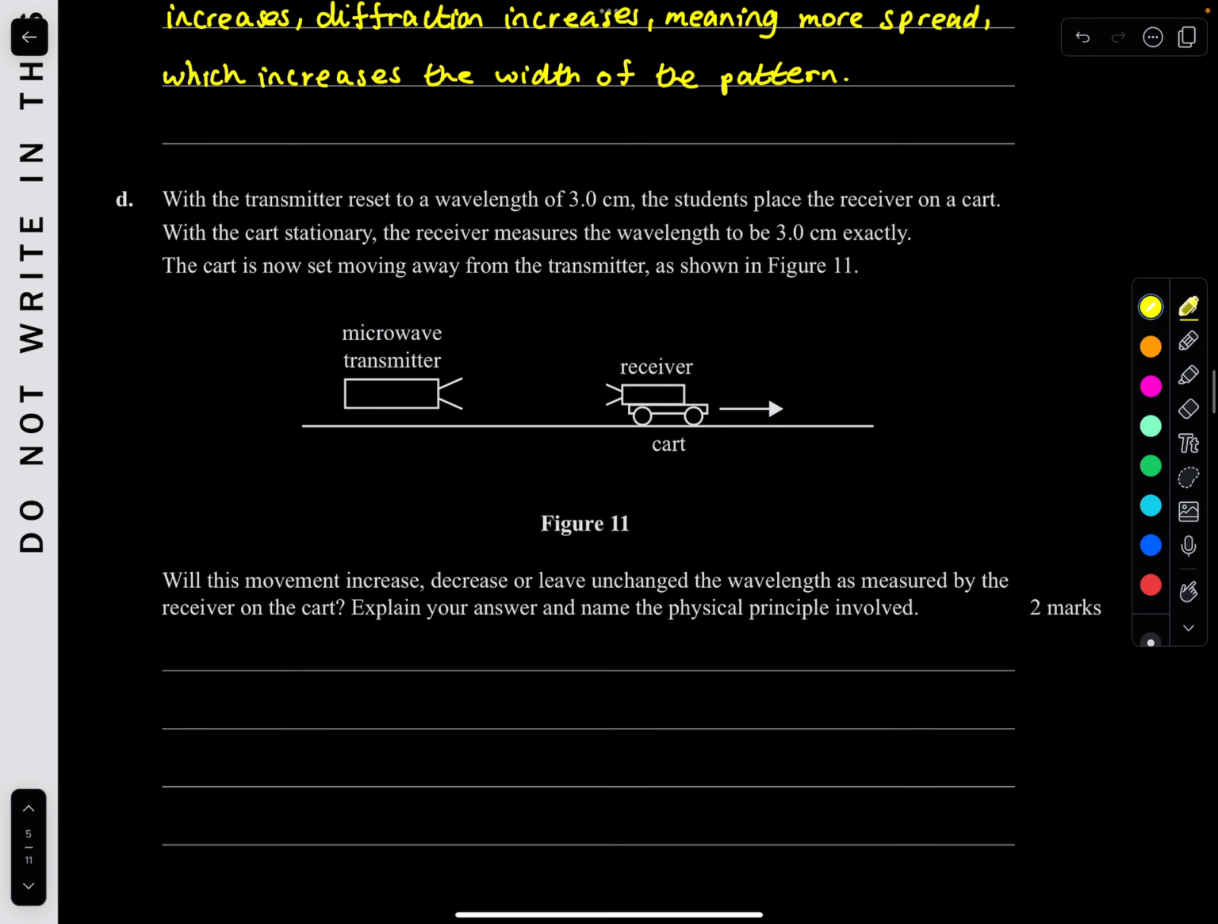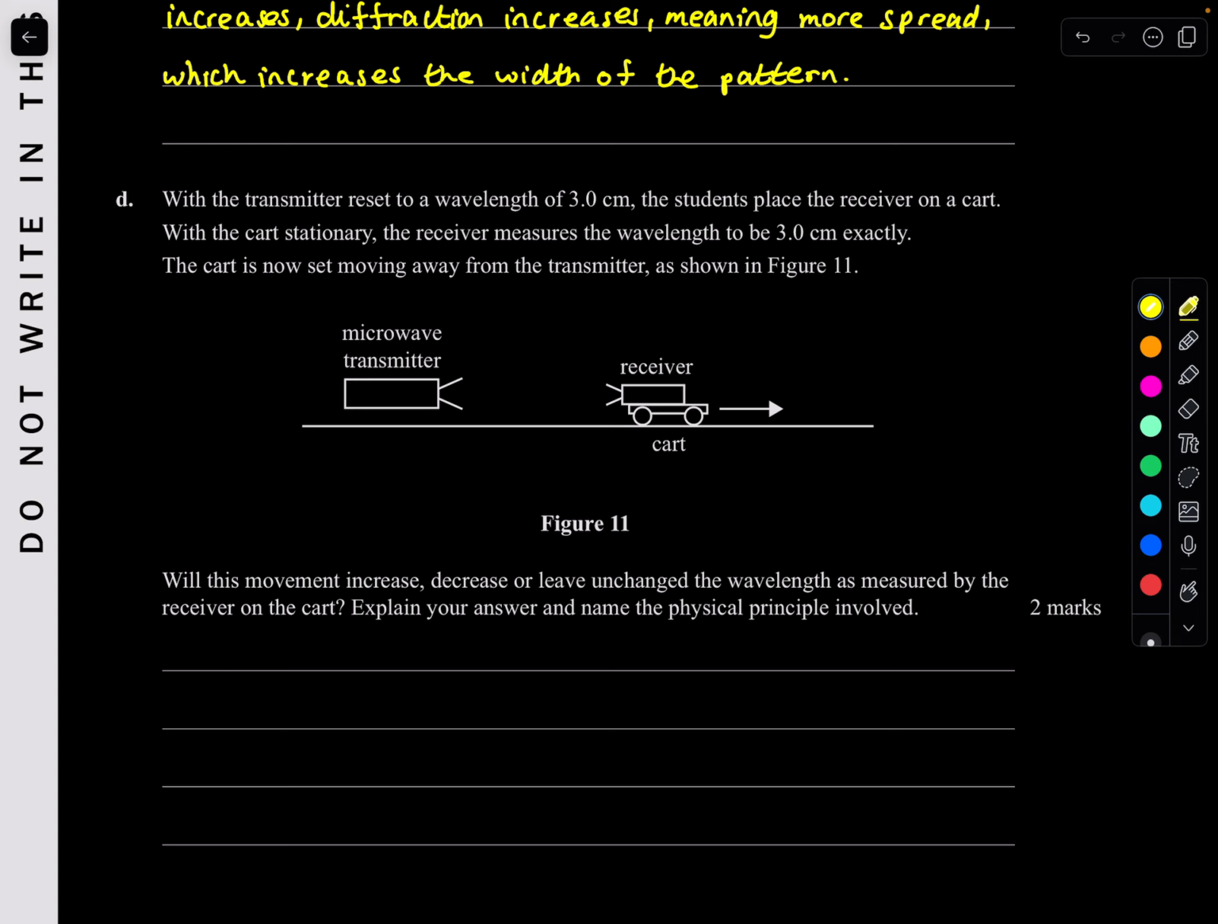Question D. While the transmitter is reset to a wavelength of 3 centimeters, the students place the receiver on a cot. With the cot stationary, the receiver measures the wavelength to be 3 centimeters exactly. The cot is now set moving away from the transmitter, as shown in figure 11. Will this movement increase, decrease, or leave unchanged the wavelength as measured by the receiver on the cot? Explain your answer and name the physical principle involved.